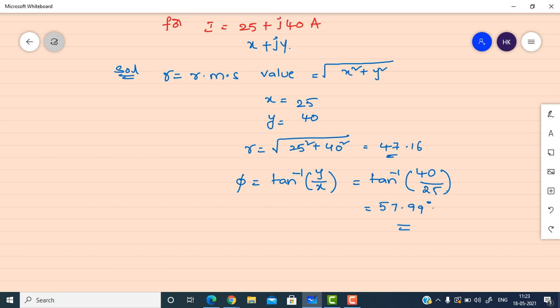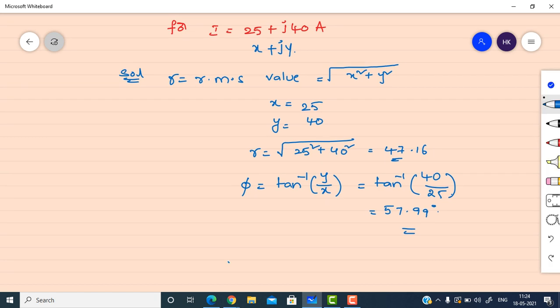Have you got the answer? The braces are opening, right? Then enter these values, 25 comma 40. Then you will get the polar value 47.169 at an angle 57.99. This value will appear. Yes, this value is R and this value is phi. Everyone got this? How to convert rectangular to polar?